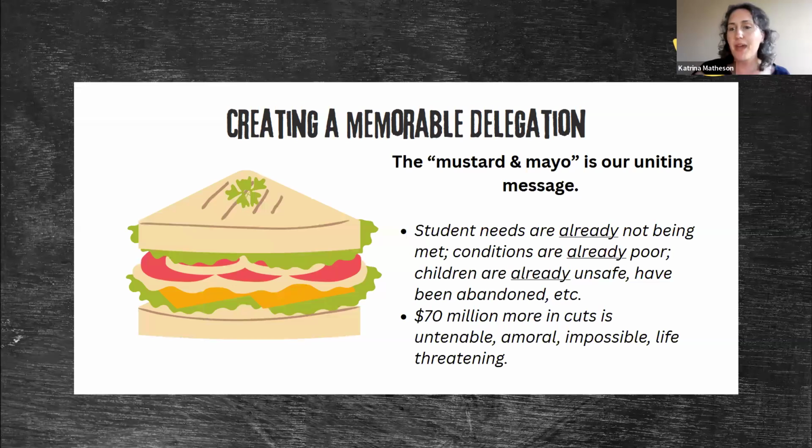Okay, so then there's the mayo and the mustard, right? I would say the mayo and the mustard is our uniting message. For the purposes of Fund Our Schools and for my group, Toronto Schools Caregiver Coalition, the uniting message is no more cuts for my personal thing that I'm experiencing, but also no more cuts for anyone. No more cuts for any student at any school, anywhere. No one should experience cuts.